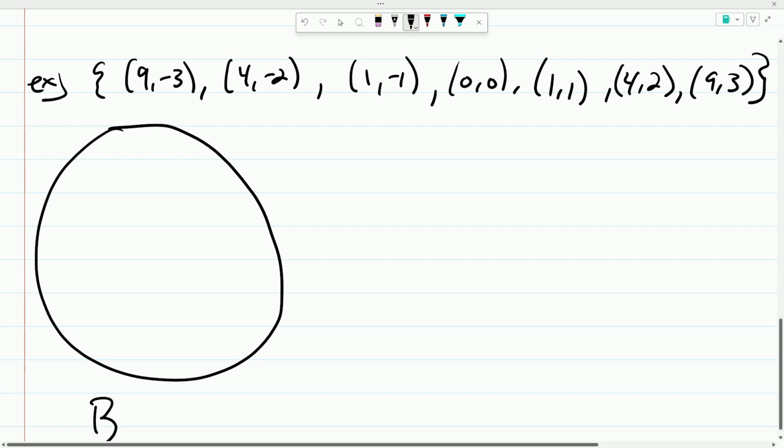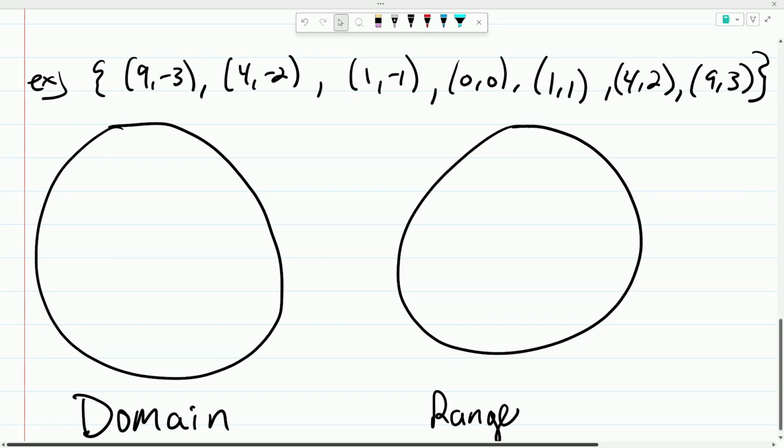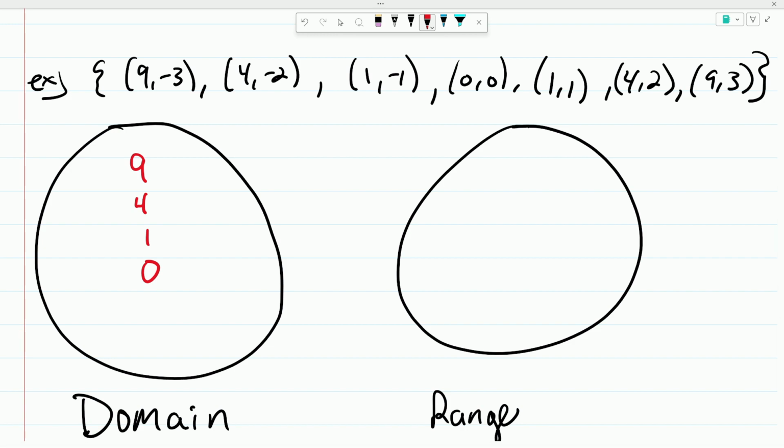Here's my domain. Oops, supposed to be letter D. Here's my domain. Here's going to be my range. And I'm just going to look at all my X values and write them out. So I'll write them in red. We got 9, 4, 1, 0, 1, but I already wrote a 1. 4, I already wrote a 4, and 9, I already wrote a 9. So my X values are 9, 4, 1, and 0.